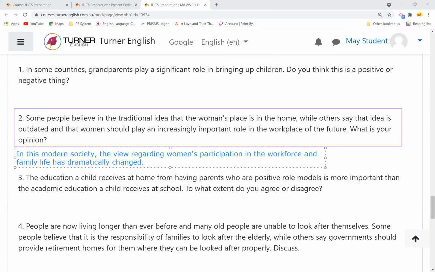Oh, I didn't review it. "In this modern society, women have played a crucial role in workplaces since the idea of being at home is outdated." Yes, good. Maybe you want to change "is outdated" so that it is both present perfect. Okay, "has become." The idea has become outdated.